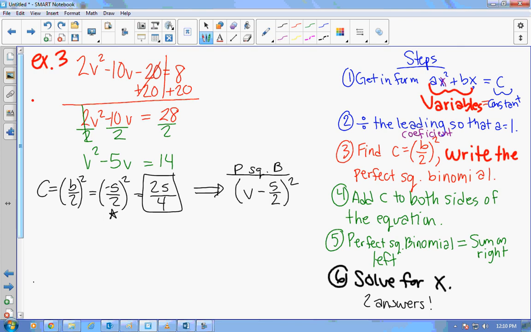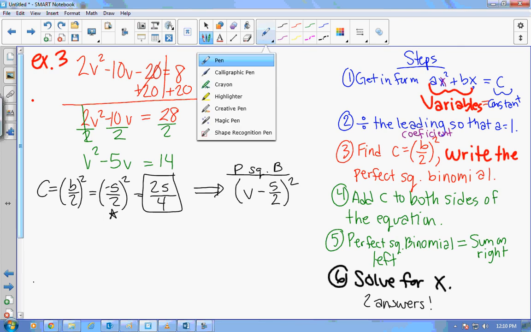Okay? Now step 4. What do we do in step 4? Yeah, just put it in your folder. Oh, I have plenty of staplers. There's like 4 of them floating around somewhere. What do I do on step 4? Add c to both sides.